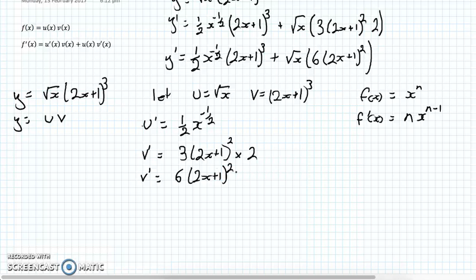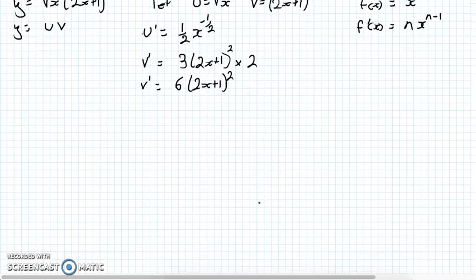Now, we could, and I'll scroll down a little bit, substitute it into here for our derivative. So, our derivative of y, in this case y dash, is going to equal u dash v plus u v dash. So, these are just our derivative parts here.